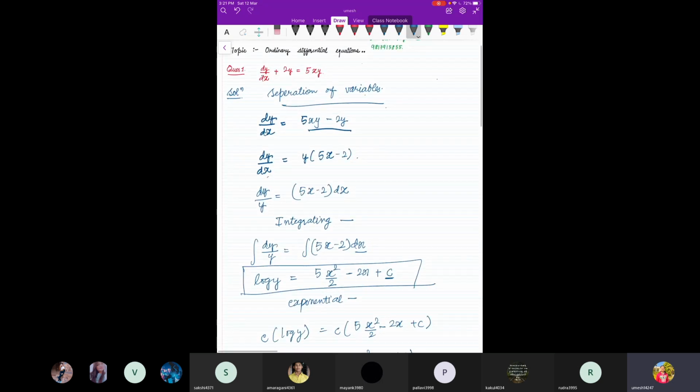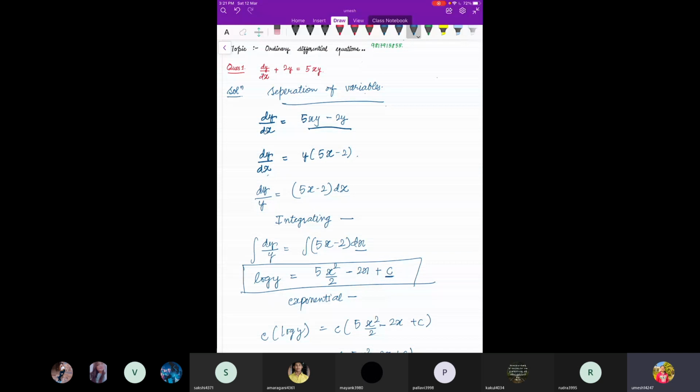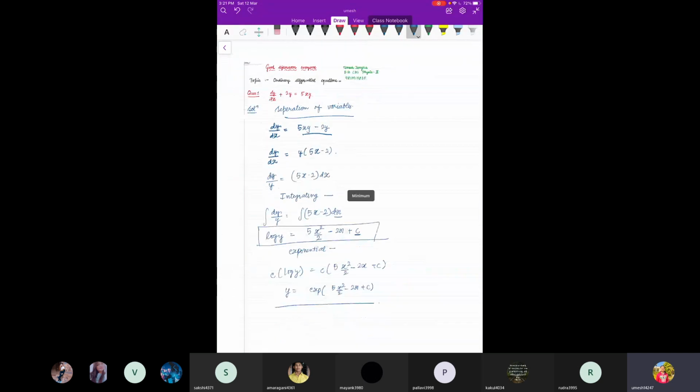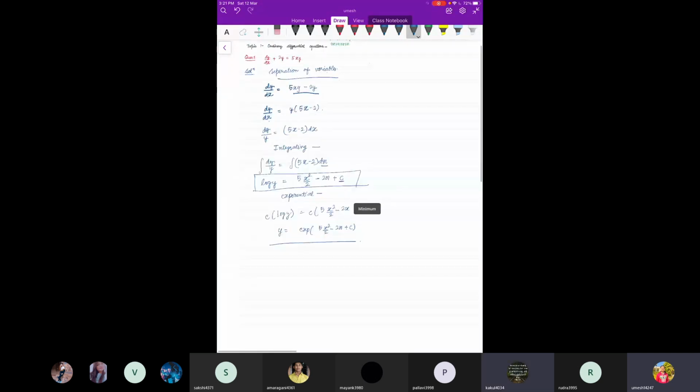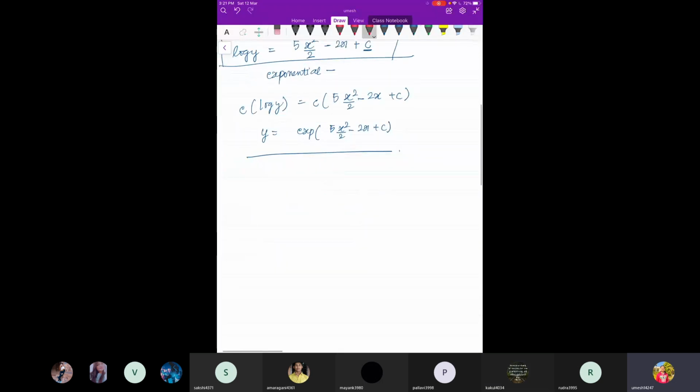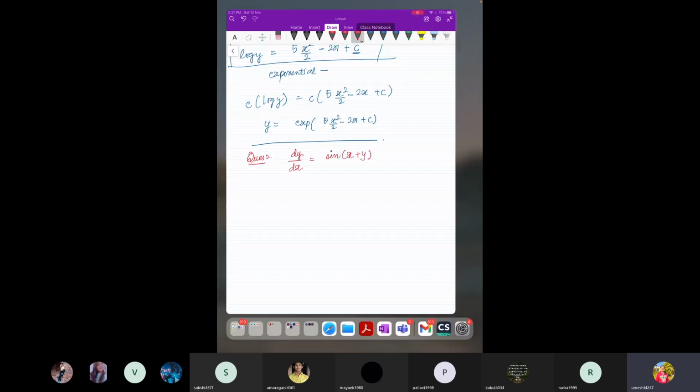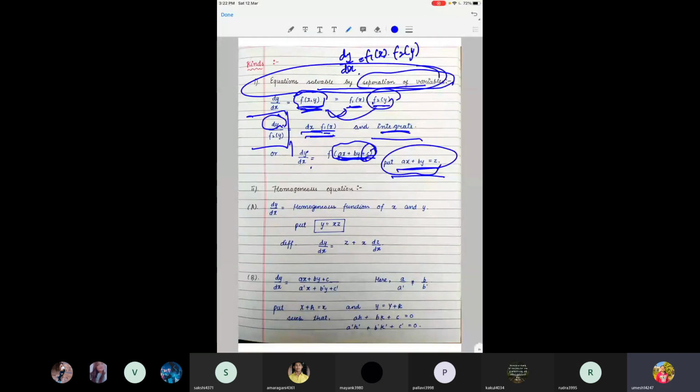That was dy by dx plus 2y is equal to 5x. I hope it's clear. Okay, so we have one more example here: dy by dx is equal to sine of x plus y. This is the example of what I just defined: dy by dx is equal to a function of ax plus by plus c.